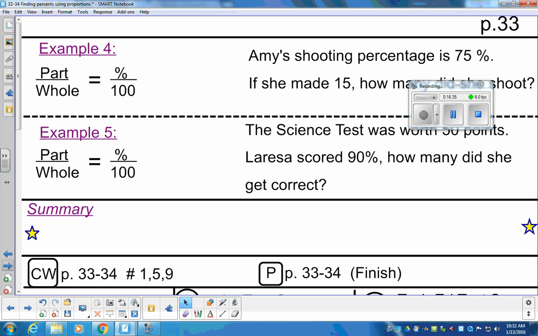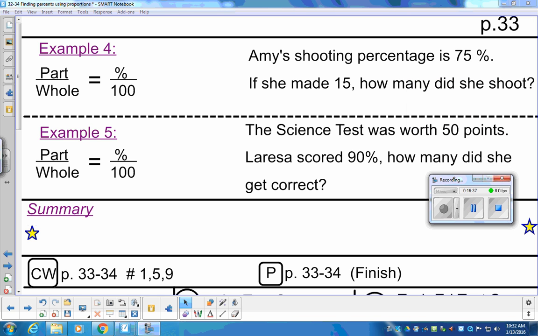Amy's shooting percentage is 75%. Now, clearly, this is not Amy as in Ms. Volkman, because I was more like in the 20% shooting. Shooting was not my strength, that's for sure.